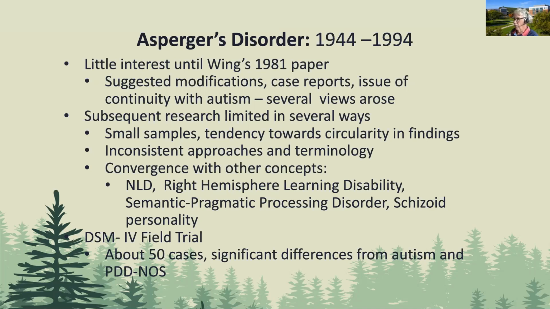There were inconsistent approaches. At the same time, though, interestingly enough, there seemed to be convergence with other concepts coming from other disciplines. Nonverbal learning disabilities, right hemisphere learning disability from neurology, semantic pragmatic processing disorder from the speech and language world, schizoid personality in psychiatry, and NLD was from psychology. It's interesting that in the DSM-4 field trial, we had, I think, 48 cases where the clinician had said, I think this is Asperger's. And we looked at these cases compared to high functioning autism and also to PDD-NOS and discovered there were some important significant differences. So this was really good evidence for including Asperger's as a category.